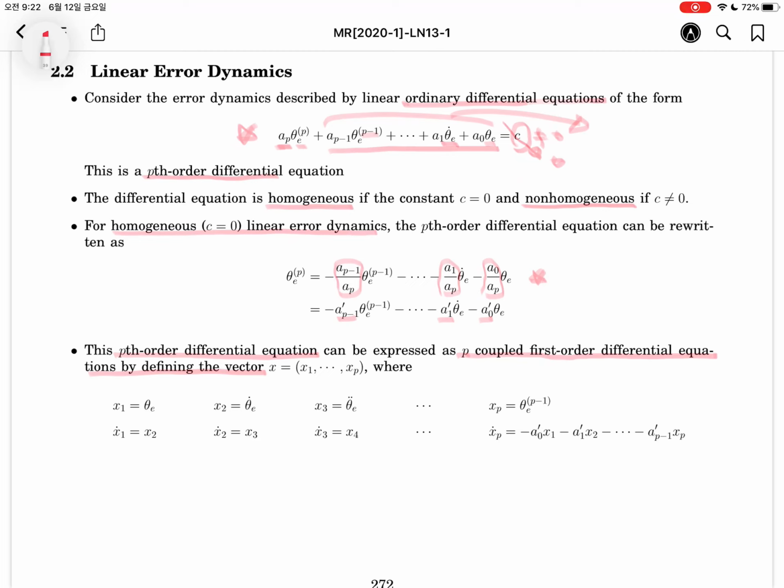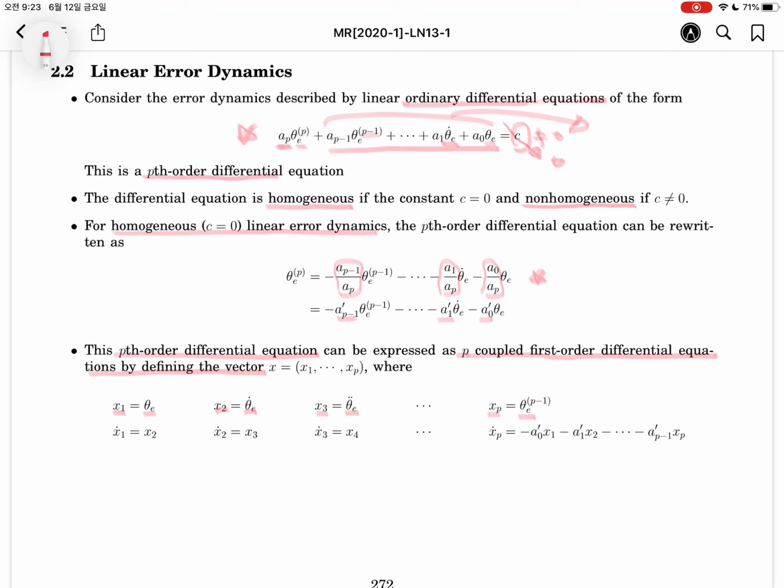So the variable theta_e will be defined as x1. The first order derivative of theta_e is defined as x2. The second derivative, two times derivative, is x3. Like this, xp can be defined using the (p minus 1)th order differentiation.